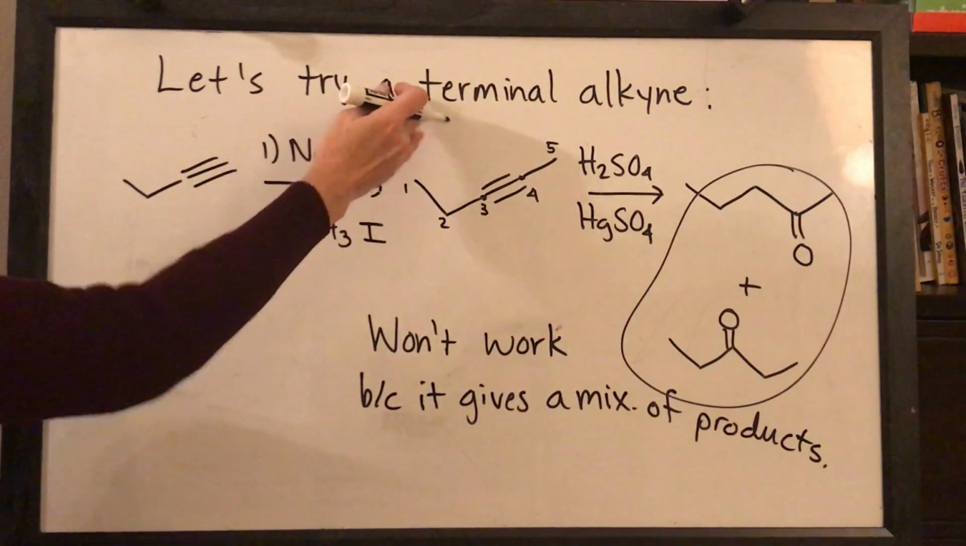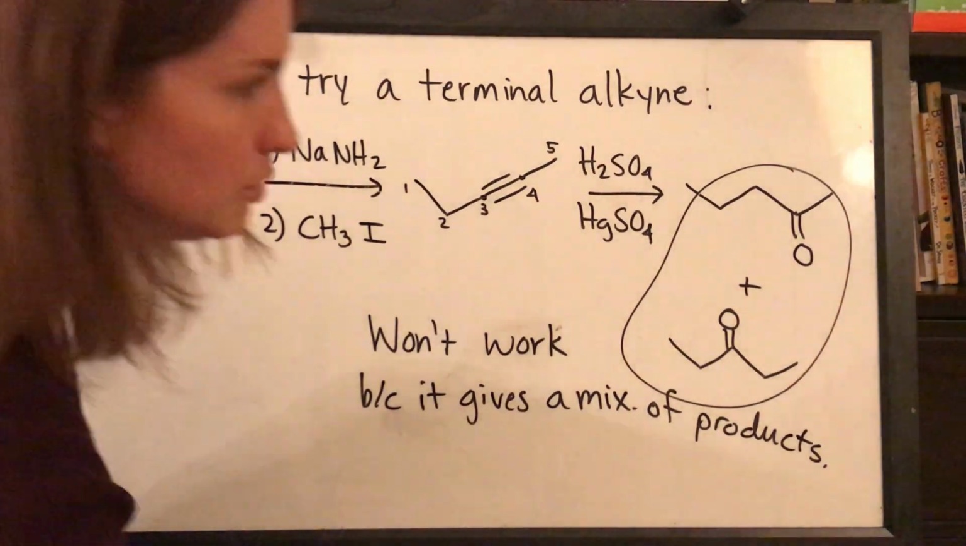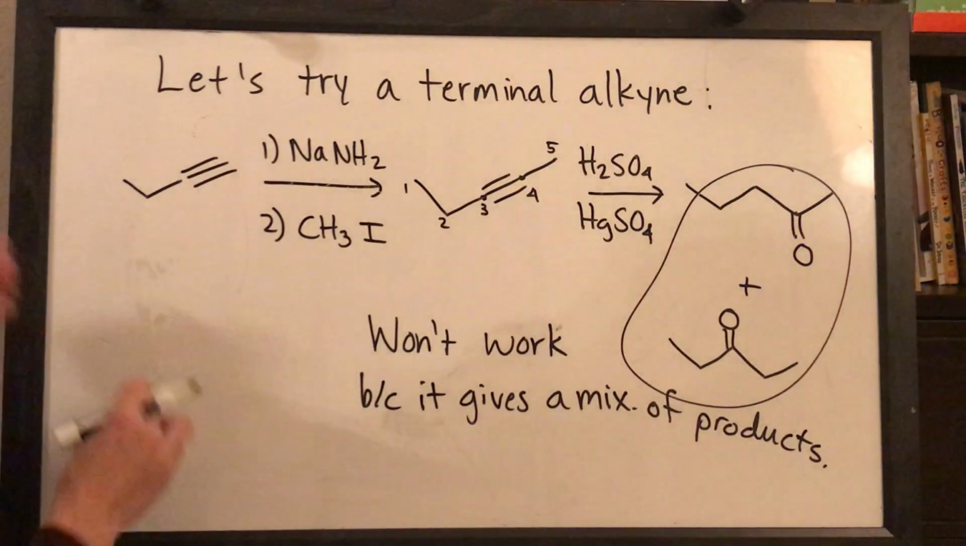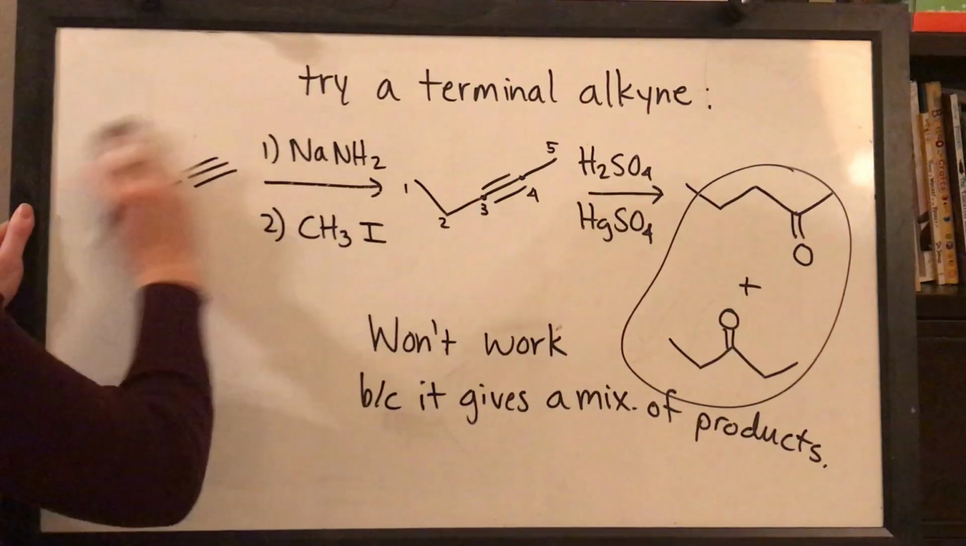Okay, so that was our attempt with the terminal alkyne. So our new method of making a carbon-carbon bond is to do a Grignard reaction. So let's try that.